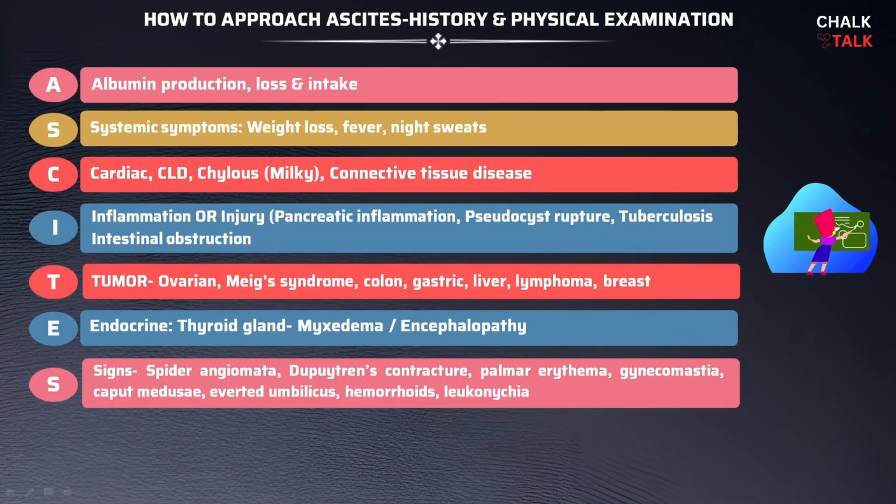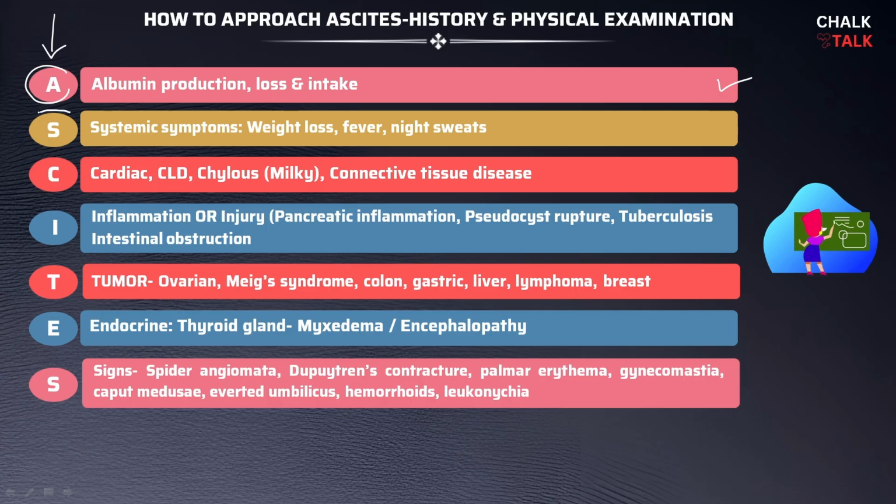So, evaluating ascites goes beyond one or two checks, but for simplicity, let's use the word ascites right here as a guide. Think of it like a roadmap helping you not to miss key clues. So A right there stands for albumin, and you ask yourself, production, is there a liver disease? Loss, is there nephrotic syndrome? Or intake, is there malnutrition or starvation? So you would like to order a liver function test, renal function test, or urinalysis.